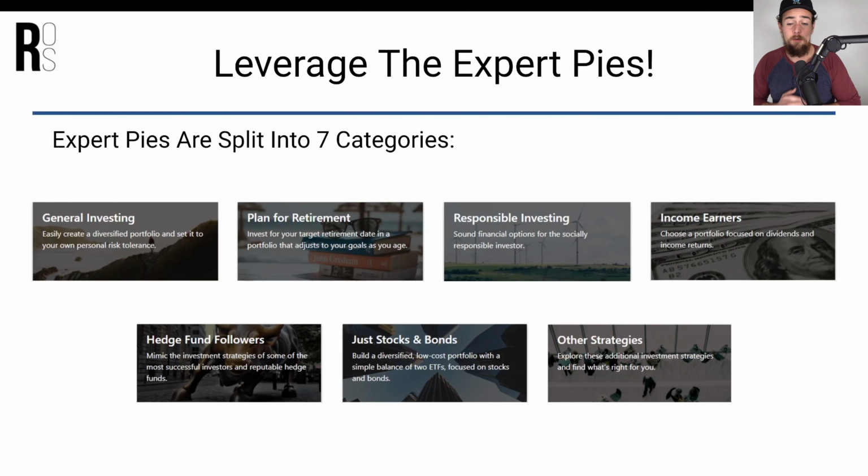Now, as far as the M1 Finance Expert pies, they're broken down into 7 different categories. Number 1, general investing. Number 2, plans for retirement. Number 3, responsible investing. Number 4, income earners. Number 5, hedge fund followers. Number 6, just stocks and bonds. And number 7, other strategies.